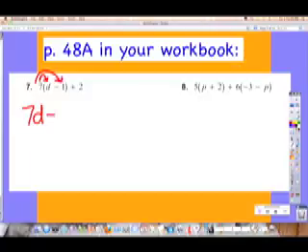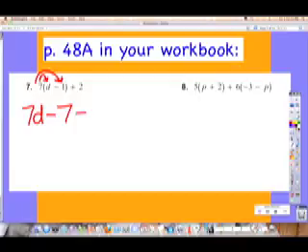Can we combine this 7D and this -7? No, we can't. They're not like terms. They would both have to have letter D's, or they would both have to just be plain old numbers. So we're just going to leave it like that. However, there's a tag along on this problem. Do you know what the tag along is? +2. Don't forget him. He is a tag along. We just don't want to forget him. So write down your +2. Now we have that +2.